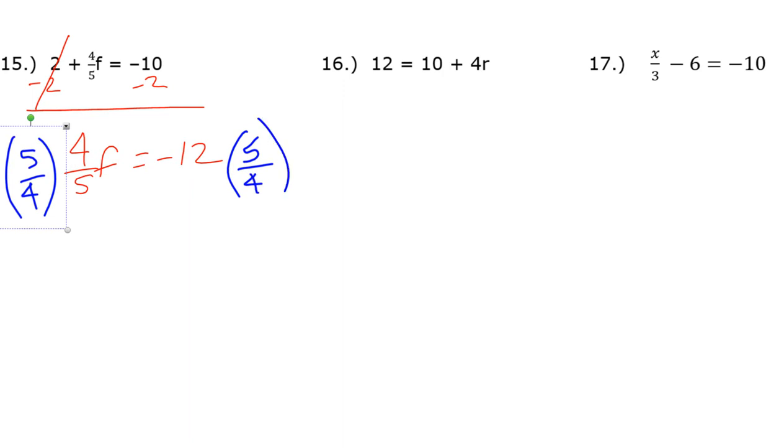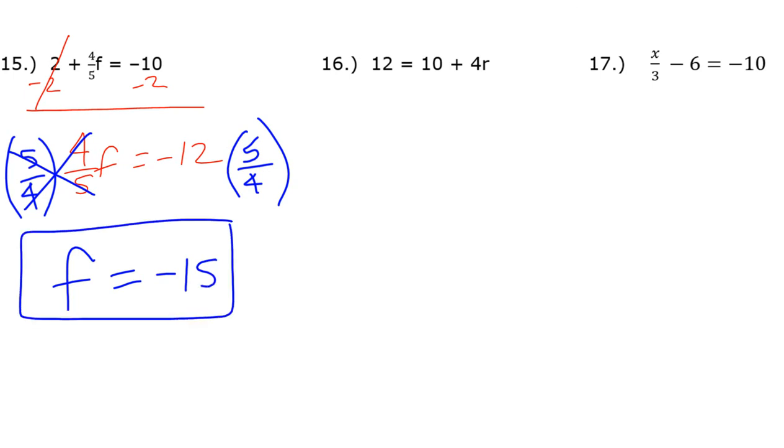So 5/4 on both sides here, right? So on the left side, these cancel out. And on the right side, we get -12 times 5, which is -60, and then -60 divided by 4. All right, that should help you solve all the questions on homework number 2.